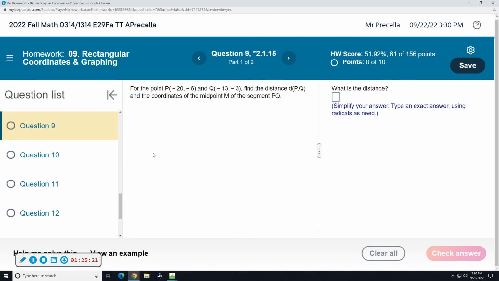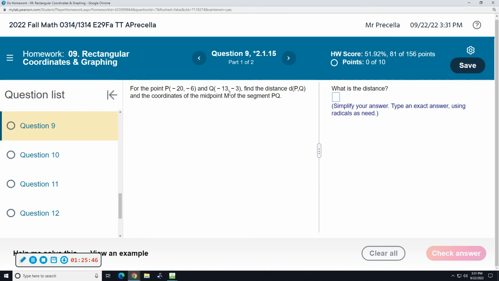Point Q is at the ordered pair negative 13, negative 3. They want us to find the distance from P to Q. Notice they're being fancy there. Notice that little D, P, Q in parentheses. That's just their way of saying the distance from P to Q. And then they want us to find the midpoint. So we're finding the distance between the 2 points and the midpoint.